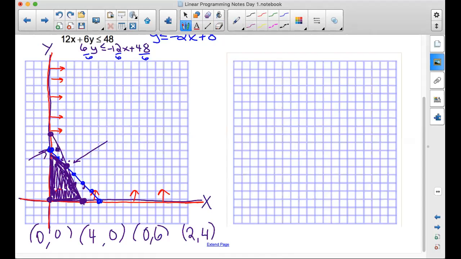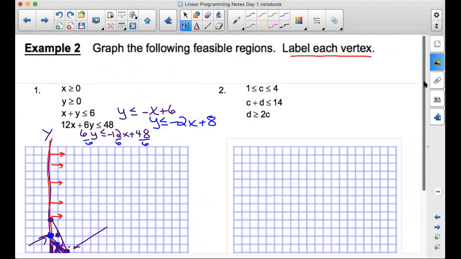So we're going to try and graph one more, but it's graphing C and D instead of X and Y. Ordered pairs are written alphabetically. So X is independent, it's first, Y is dependent, it's second. So when I look at this first problem here, it says 1 is less than or equal to C, which is less than or equal to 4. C is first in the alphabet. It's independent. It's really my X variable.